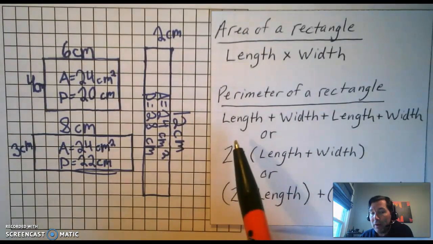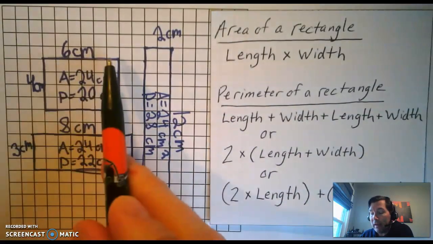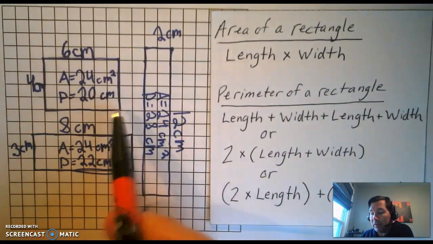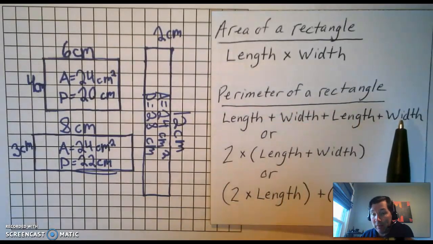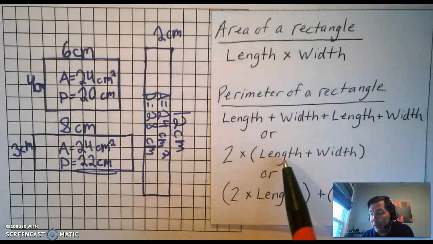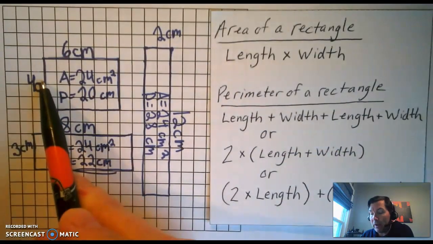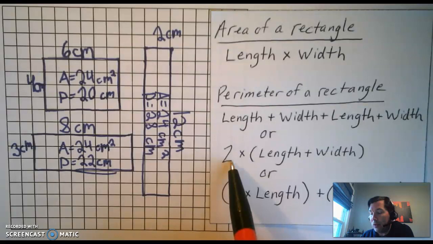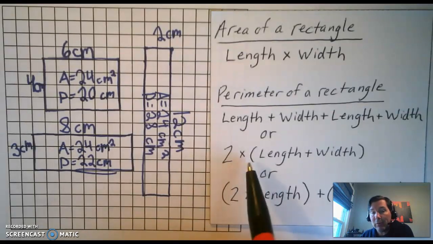To find the perimeter, you could simply add all the sides. So we see length plus width plus length plus width, and that would add up to be 20 centimeters. Or if you wanted to, you could add the length and the width. So we would add 6 plus 4 equals 10. And then you can double that or multiply it by 2. And that is 10 times 2 equals 20.